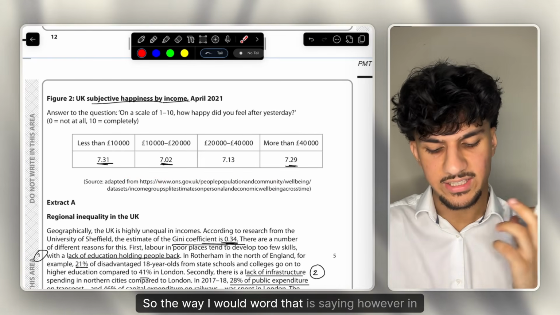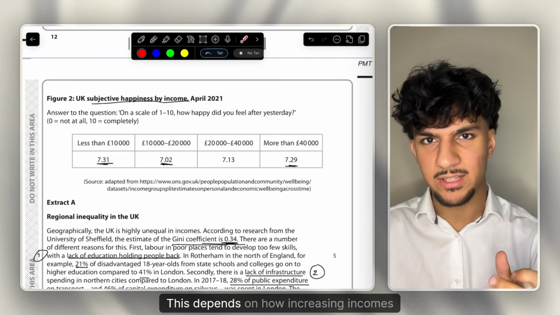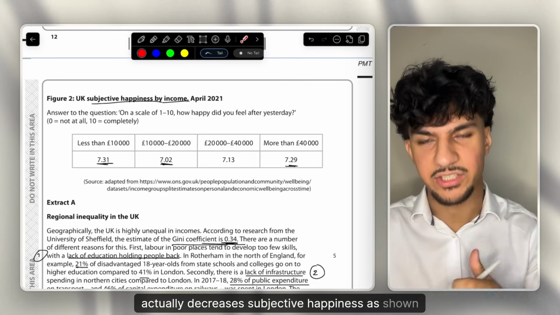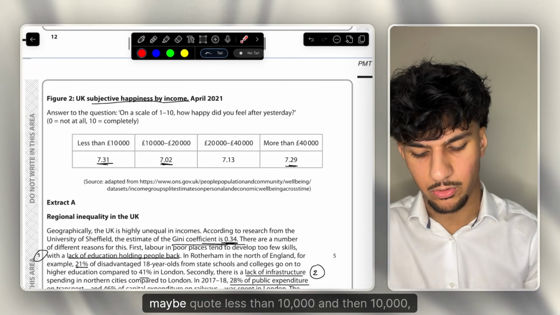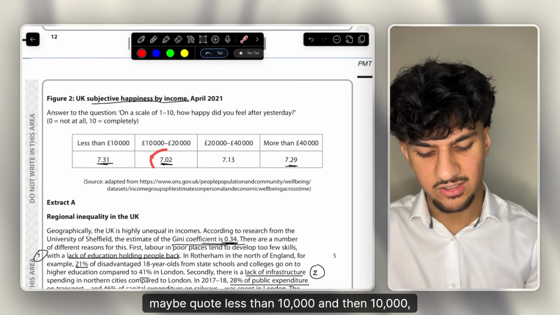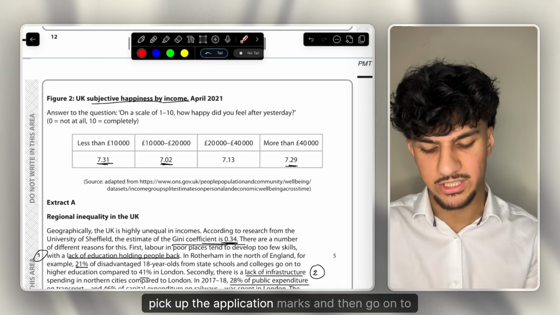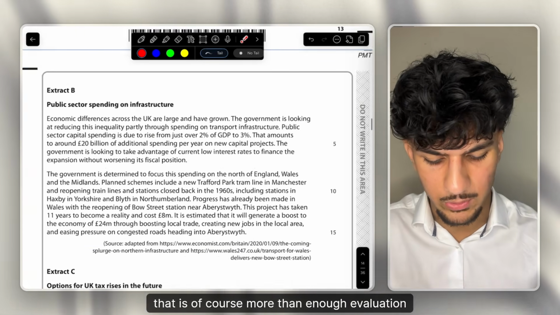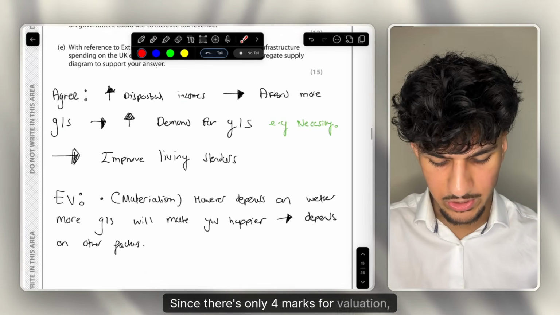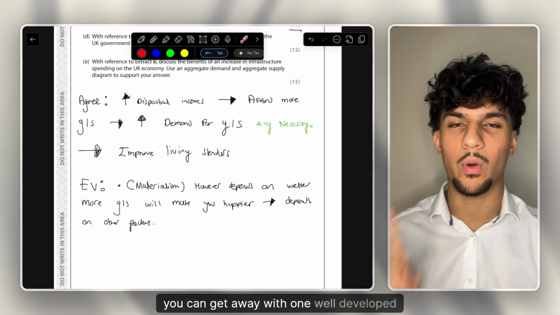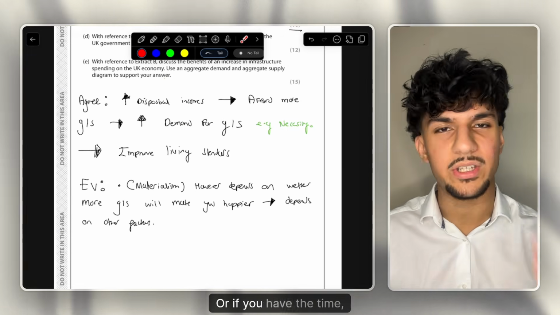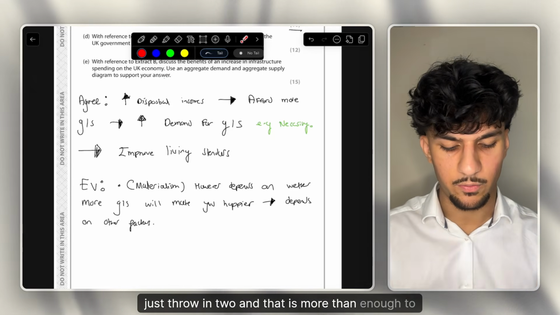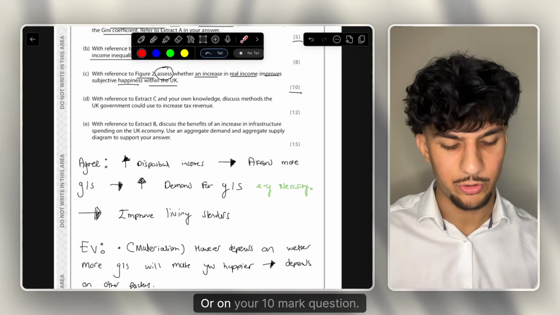The way I would word that is saying, however, in evaluation, this depends on how increasing incomes actually decreases subjective happiness as shown in the figure. Quote the figure, maybe quote less than £10,000 and then £10,000 to £20,000 to pick up the application marks, and then go on to explain what we just mentioned. And that is of course more than enough evaluation. Since there are only 4 marks for evaluation, you can get away with 1 well-developed evaluation point, or if you have the time or you just want to make sure you secure the marks, just throw in 2, and that is more than enough to get 10 out of 10 on your 10-mark question.